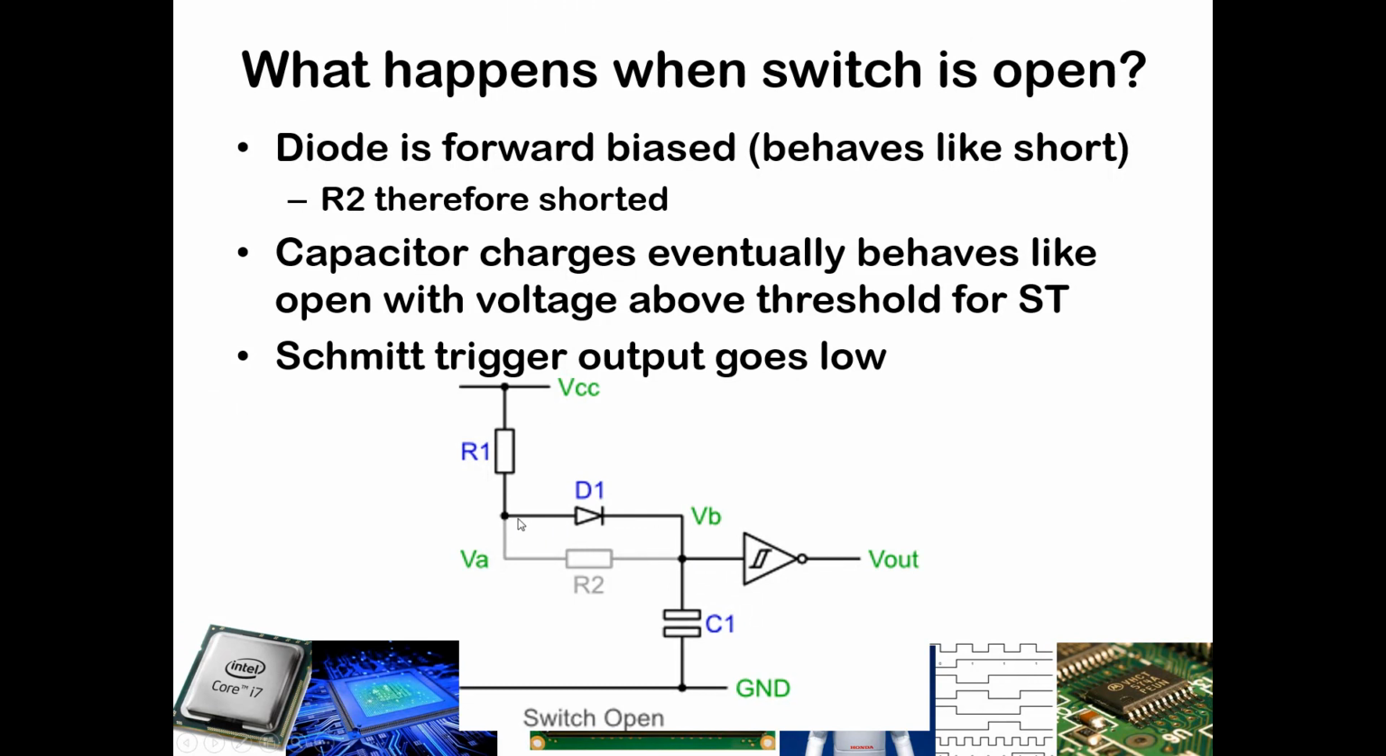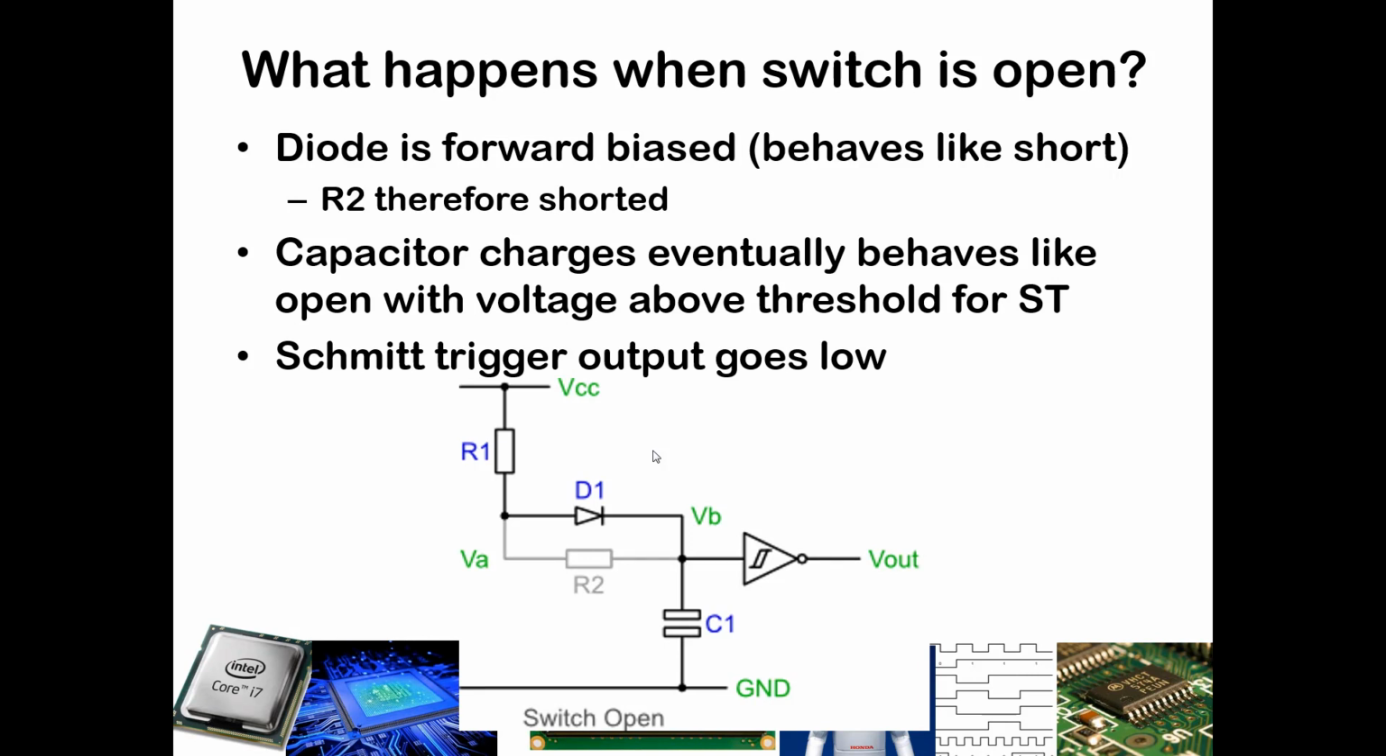The current flowing this way through the diode means that it is in the forward biased region, and effectively that diode is behaving, if we think about it as an ideal, like a short circuit. Because it is a short circuit, it's effectively nullifying the influence of resistor R2. So that's why you see R2 grayed out there.